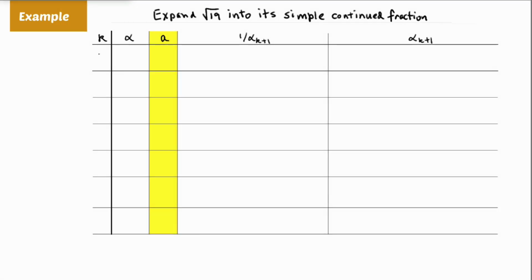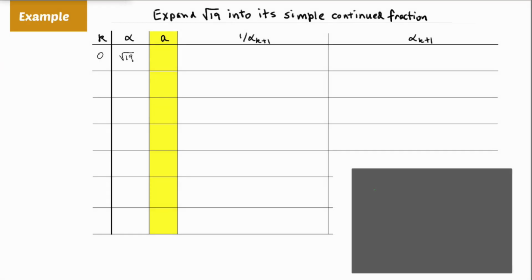We'll start with k equals 0, and alpha 0 is the number we're expanding, the square root of 19. A0 is the integer part of the square root of 19. It's 4, but let's use this blackboard to make sure it's clear how we got that. One way is to look at the decimal approximation. The square root of 19 is about 4.4. What comes before the decimal is the integer part. So a is 4. It's this 4, by the way.